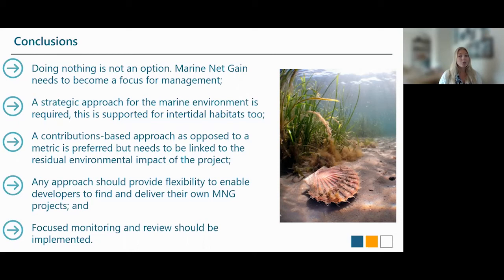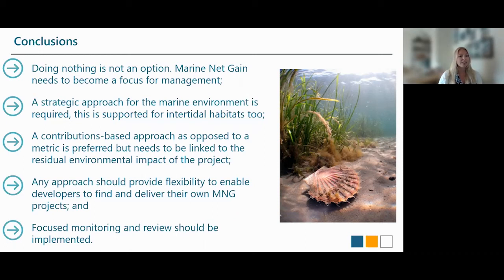Any approach adopted in the marine environment should provide flexibility to enable developers to find and deliver their own marine net gain projects. But these will ultimately need to fall within some form of strategic objectives for marine net gain. And so some work identifying priority locations and objectives for these strategic interventions is key.